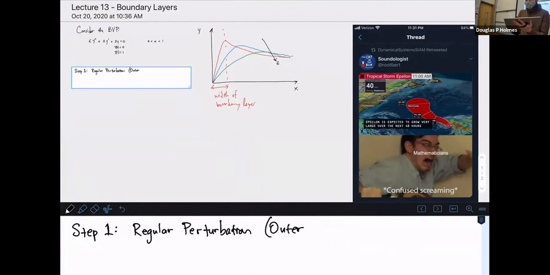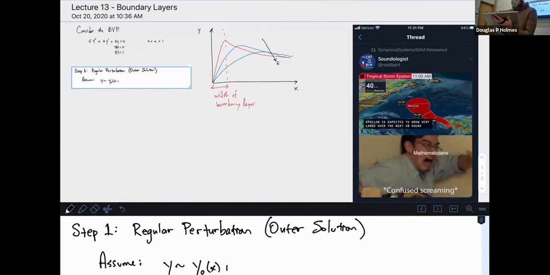Outer solution. And again, we do what we always do, which is we assume that we know our solution, and we assume that our solution is that y is proportional to y naught at x plus epsilon y1 at x plus epsilon squared y2 at x, and so on and so forth. So we assume that that's our solution. We take our guess and we insert it back into our differential equation.